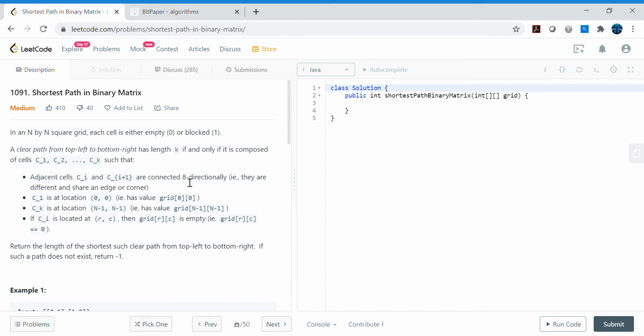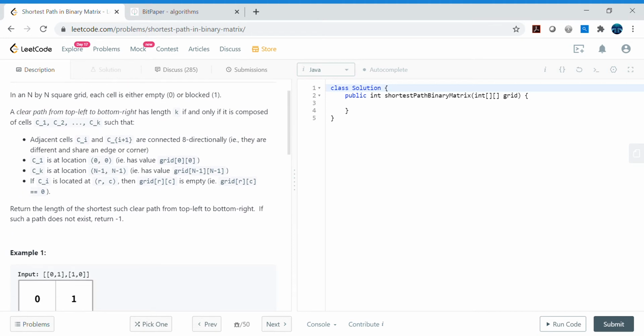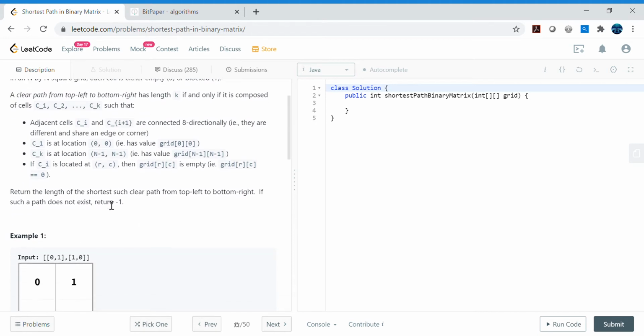One condition is that we can move eight directionally, which means including diagonally as well. We need to start from 0, 0 and end at n minus 1, n minus 1. The cell is located at R and C, which are just coordinates. We need to return the length of the shortest clear path from top left to bottom right. If such a path does not exist, then we need to return -1.